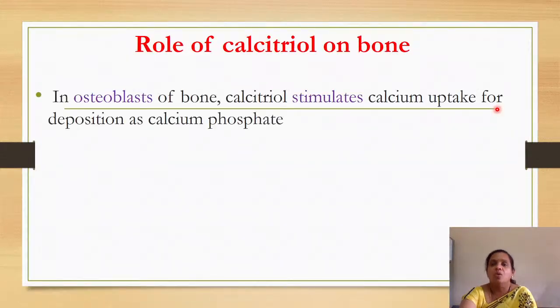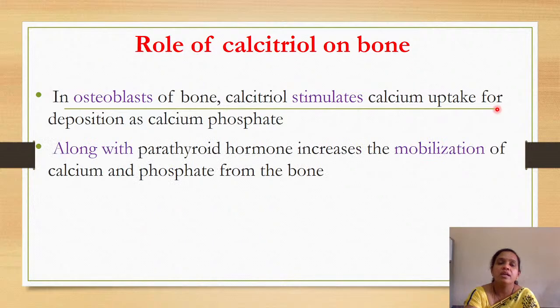Role of calcitriol on bone. As we have already seen, vitamin D is required for absorption of calcium. Now what does it do on the bone? There are two types of cells, as I already mentioned: osteoblasts and osteoclasts. Osteoblasts are bone forming cells, osteoclasts are bone destroying cells. In osteoblasts, calcitriol stimulates calcium uptake for deposition of calcium phosphate along with parathyroid hormone. This is the first step, helping in mineralization of the bone.